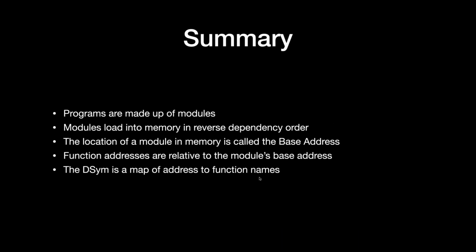So let's summarize what we've talked about so far. Programs are made up of modules. Modules load into memory in reverse dependency order. The location of the module in memory is called the base address. Function addresses are relative to the module's base address. That means the function's absolute address is its relative address plus the base address of its module. And finally, a DSym is just a map of addresses to function names that helps you, the developer, understand your crash reports better.